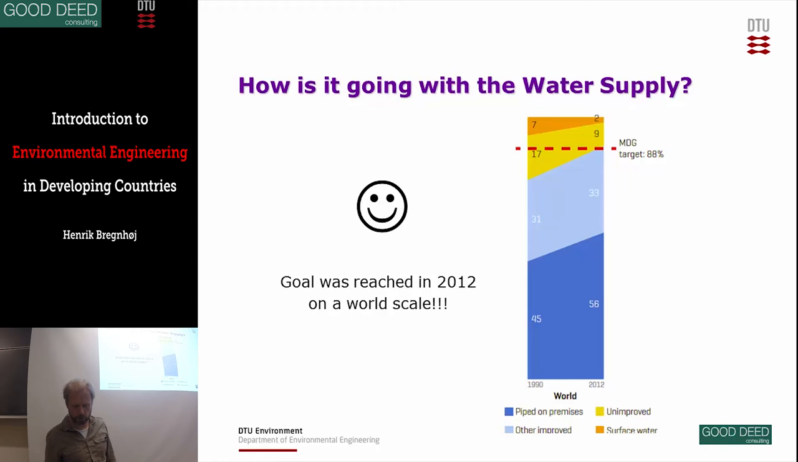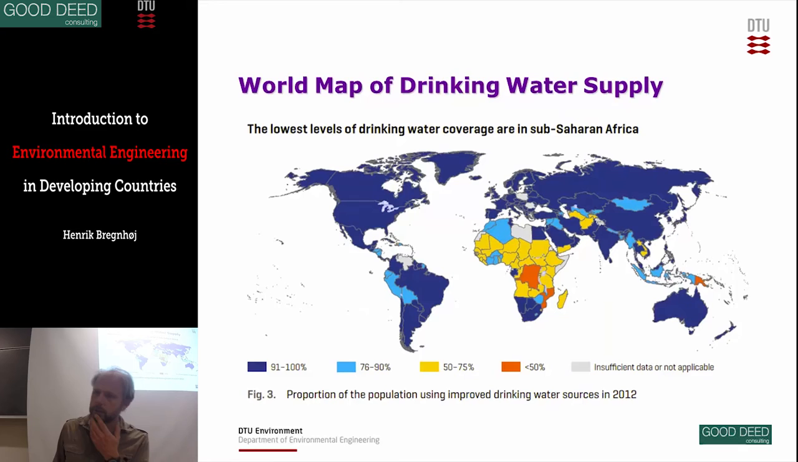So that looks good. However, if we look at the different countries here, there's a bit of a discrepancy around the world. The blue areas are where more than 90% have access to improved water supply. Improved means nearby and clean water. The light blue is the places where they have between 76 and 90%. Yellow is between 50 and 75%, and the orange ones are less than 50% with access to clean water. And it's very obvious that it's in Africa generally. I wouldn't even say sub-Saharan Africa, but in Africa generally it's not that well. Most of Africa is less than 75% with access, and in some countries it's even less than 50%.